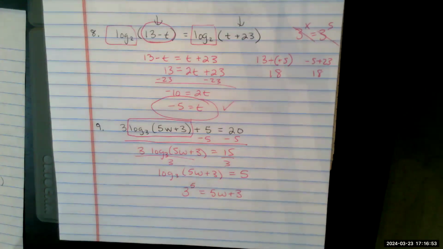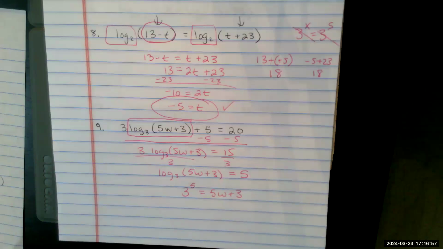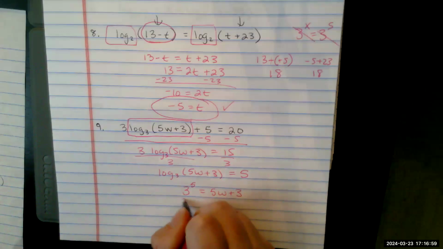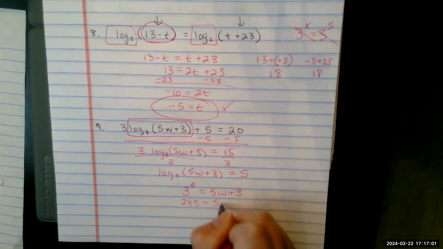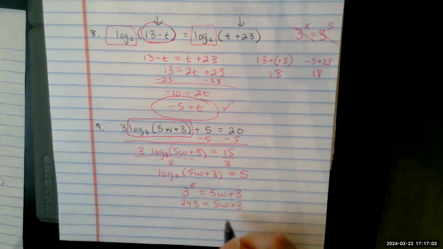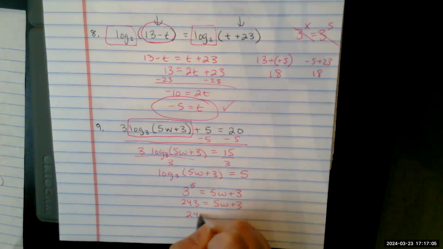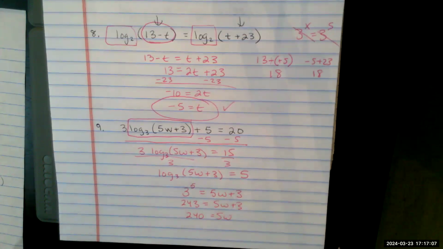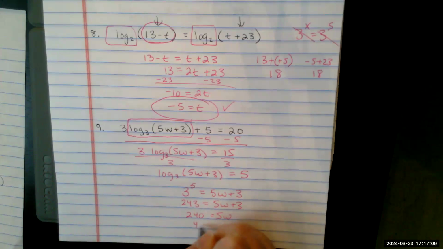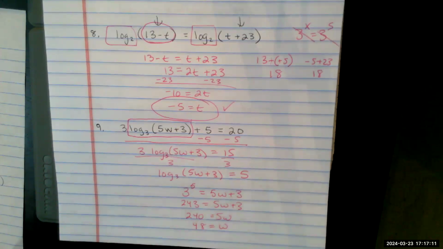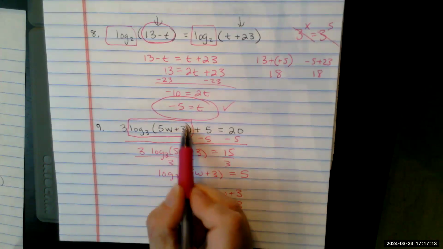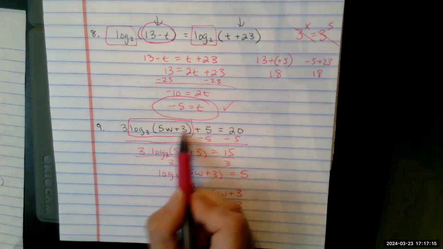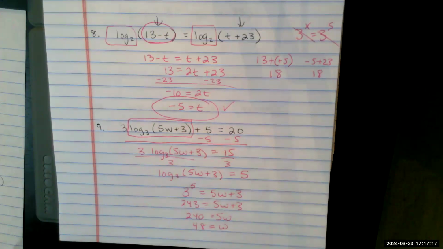This looks like something I can solve because 3 to the 5th is 243. And I can just solve from here. Subtract 3 and divide by 5. Make sure if you plugged that number in, it wouldn't do anything bad here. We don't want 0 or negative, but it seems fine.